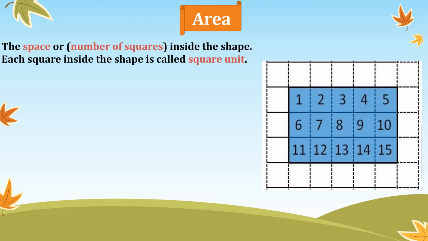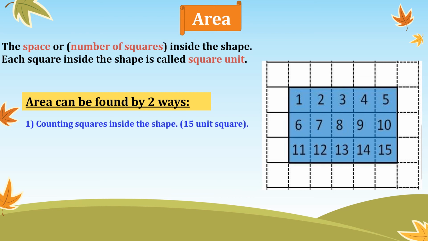So how do we find the area of any shape? Area can be found in two ways. First way, counting squares inside the shape. We said that this blue rectangle is our shape, and if we want to know its area, we will count the squares inside it. How many squares inside it? 15. So we call each square inside it a unit square. So all of them are 15 unit squares.